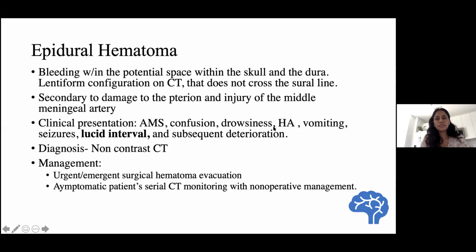This is bleeding within the potential space between the skull and the dura itself. And remember, dura attaches to the skull at the suture lines themselves. So here, the bleed will not extend beyond the suture line. And because it's confined to a particular space, instead of forming that crescent shape, it actually forms this lentiform configuration on CT. Again, one of the key areas is the petrous part of the skull where the injury can occur, and the main vessel that's affected here is the middle meningeal artery.